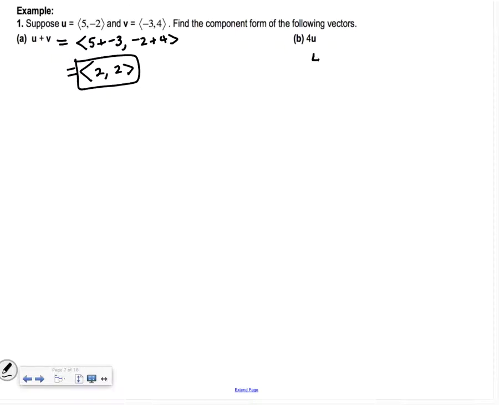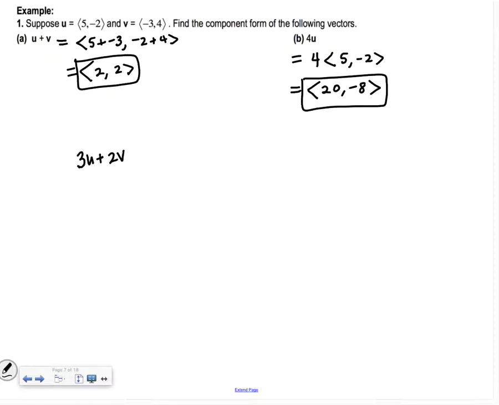Or if you have 4u, it's going to be 4 multiplied into the 5, negative 2 vector. So what do you think it's going to be? 20, negative 8. Not hard. You can have combinations of those things. You could have 3u plus 2v. Would you know how to do it? Yeah, you find 3u, you add it to 2v. All right, so it's not hard.